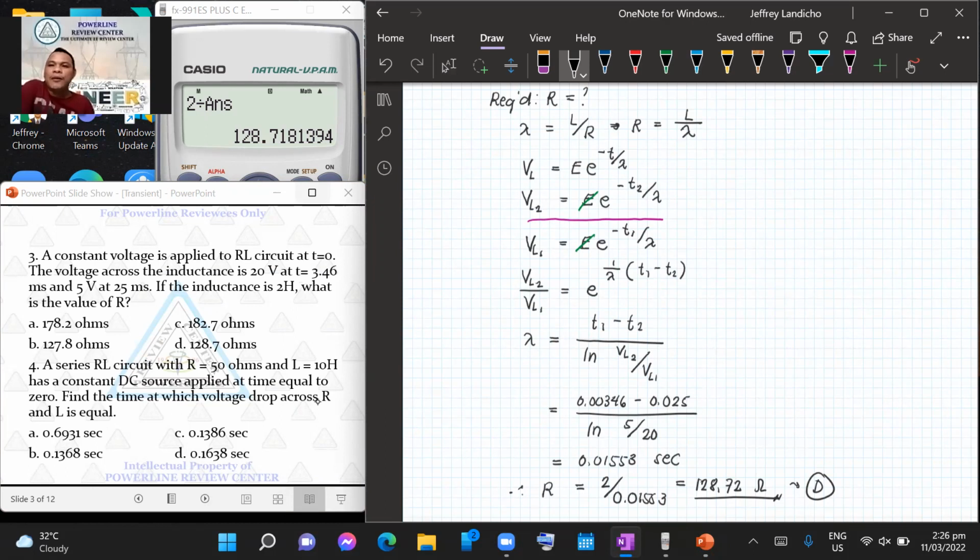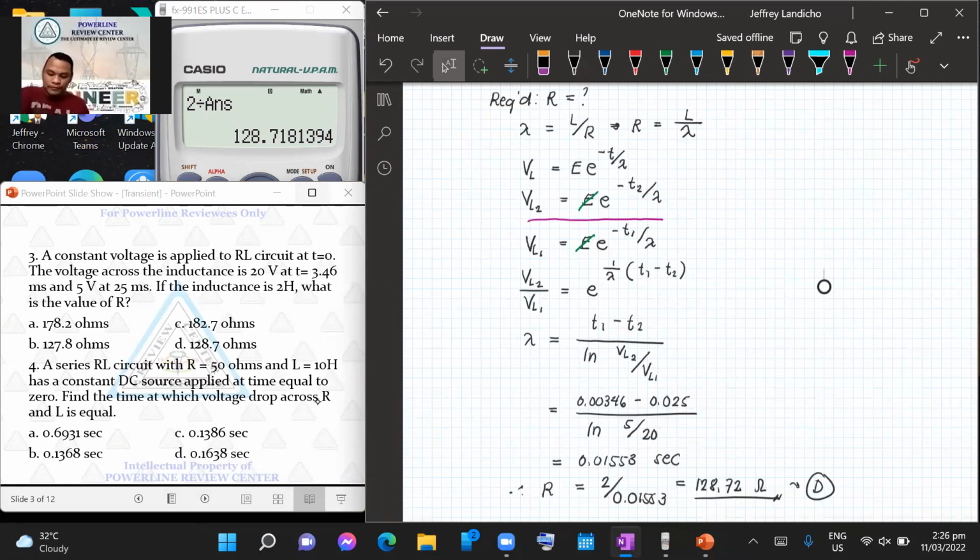Kasi transient, panandalian lang. Mabilis lang yan. Direct substitution doon sa ating mga derived formula. Yun nga lang, dapat kakilala mo yung formula. Kasi pag nakalimutan mo yung formula, anong derivation? Differential equation. Okay? Kaya calculus ang approach ng ating transient kapag nakalimutan mo yung formula. Pero kung kabisado mo na yung formula, algebra na lang. Direct substitution. Okay. Kuha ba? Any question regarding problem number 3?